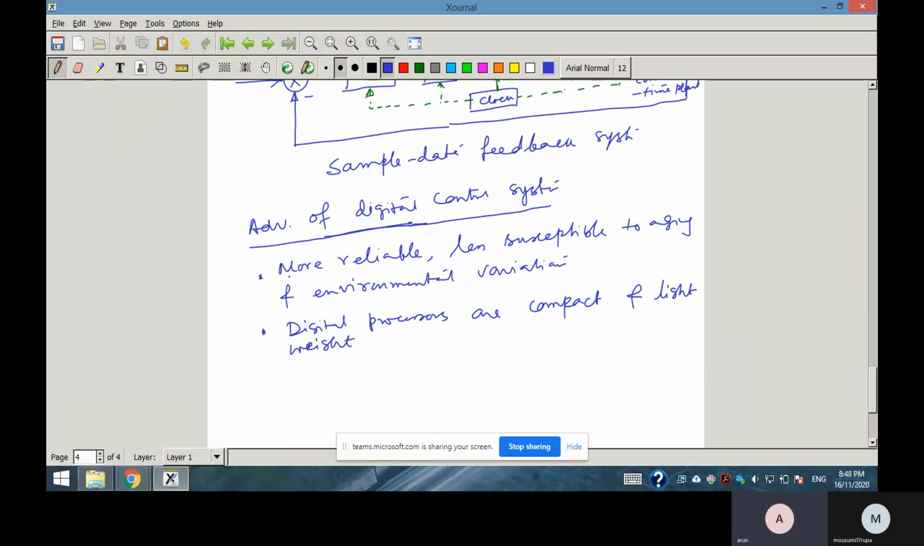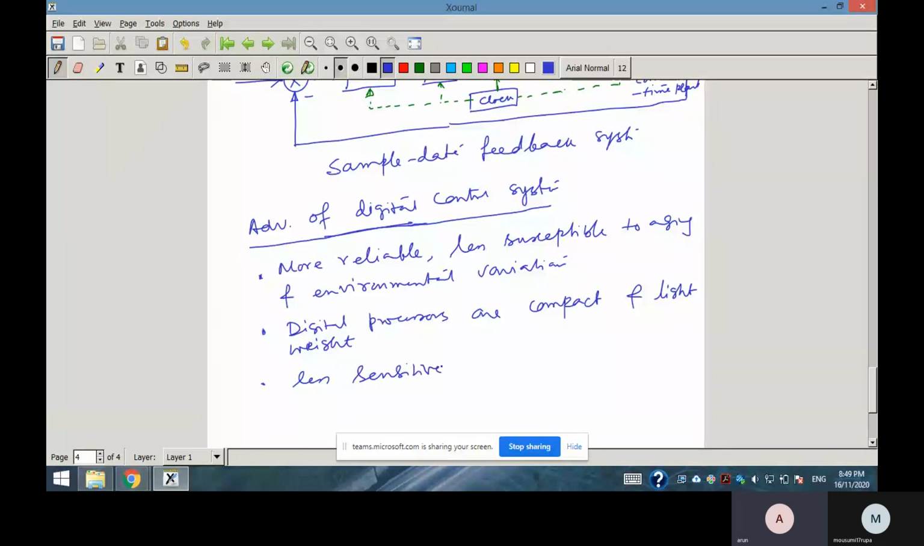That's why nowadays model predictive control is a very complex controller, but still is being implemented in industry. This model predictive control is a very advanced controller that industries are nowadays accepting. All model predictive controllers are implemented using digital processors. Analog implementation is not possible. So this means it is compact and lightweight and less sensitive to noise.